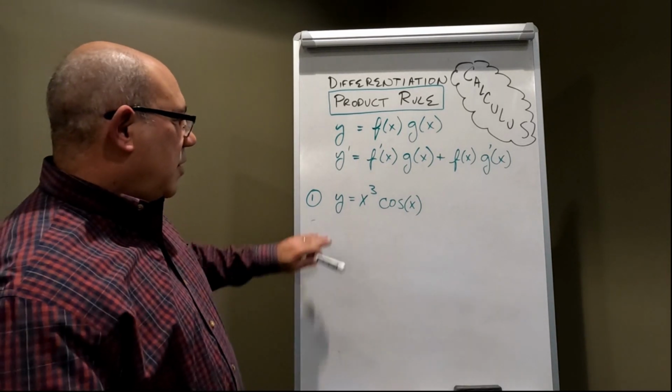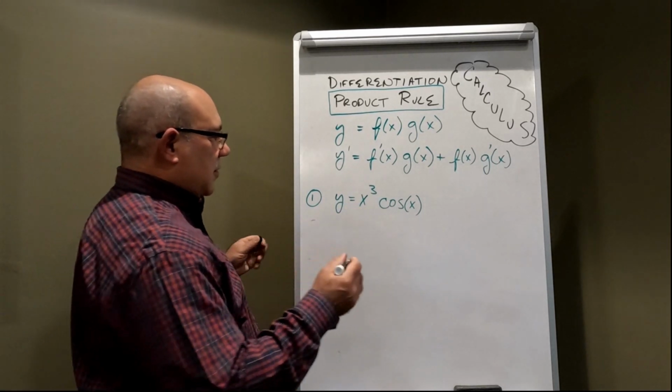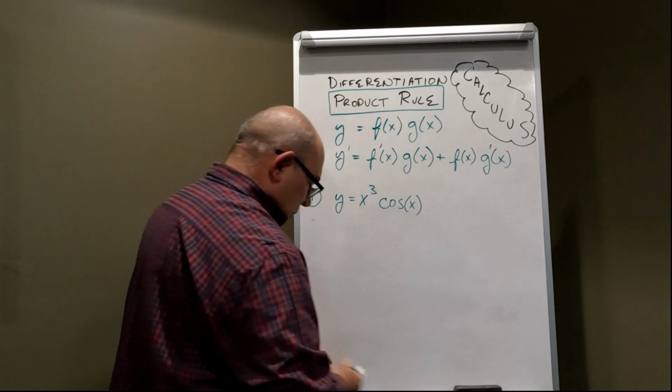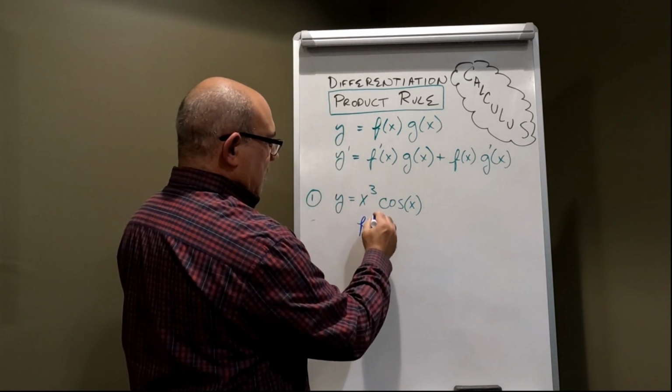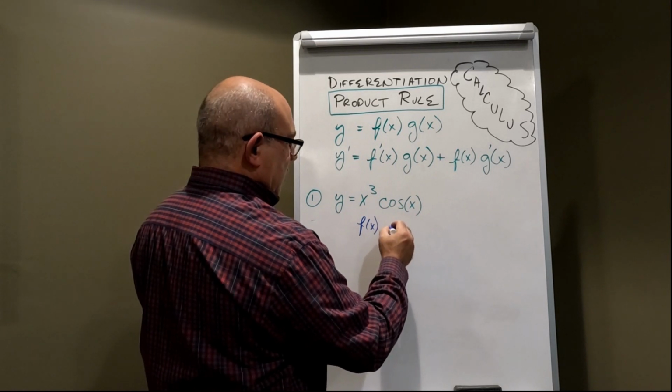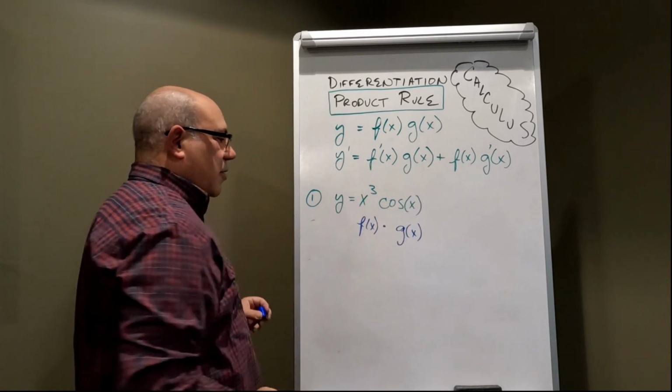Okay, so applying the product rule to x cubed times cosine x, we will define x cubed as f of x. We'll define cosine as g of x. And then we'll start to work the problem.